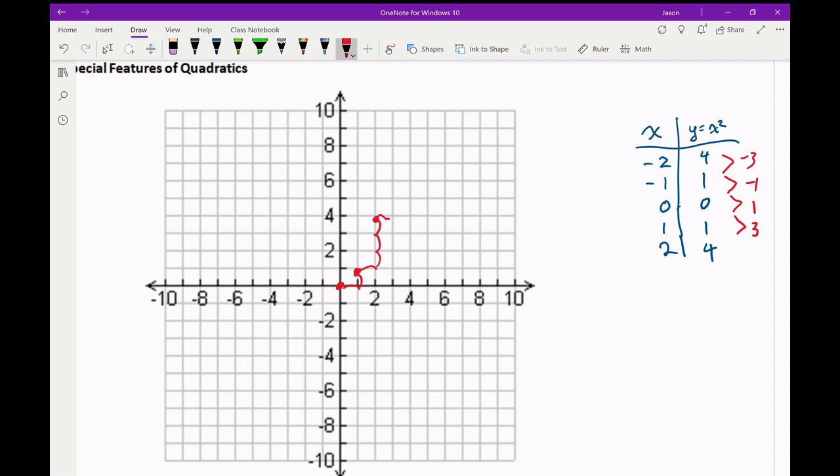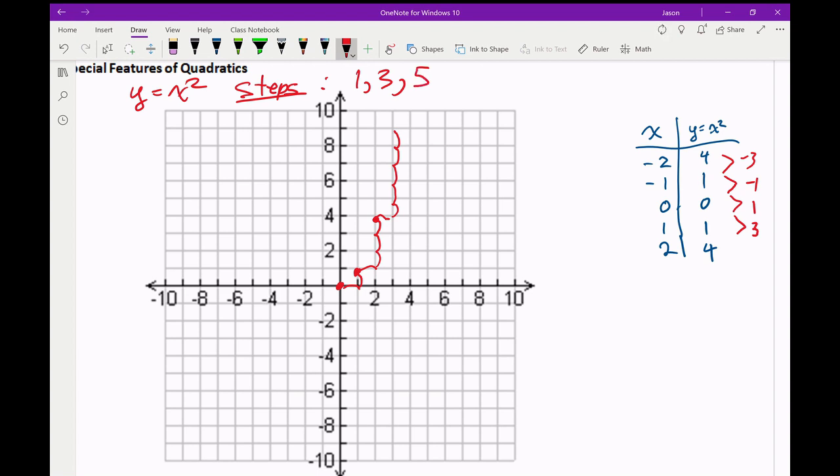How much do you think I would go up for the next one? If you thought it was 5, then you're correct. 1, 2, 3, 4, 5. So, for the equation y is equal to x squared, we have some basic steps we can use to graph our parabola. And those steps are 1, 3, 5.